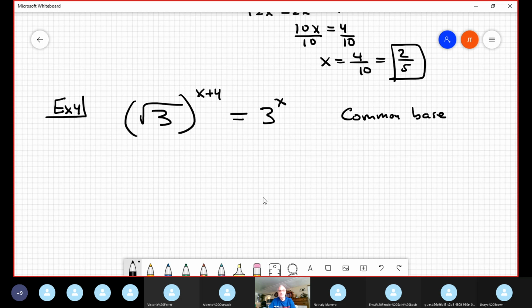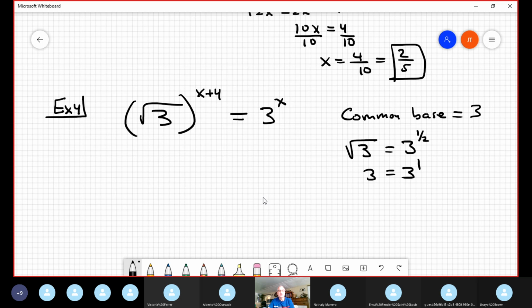My question is, what is the common base? 3. 3 is the common base. Very well. 3 is the common base, because I can express radical 3 as 3 to the 1/2. Remember the conversion from radical notation to fractional exponent. And 3 is 3 to the 1 power.